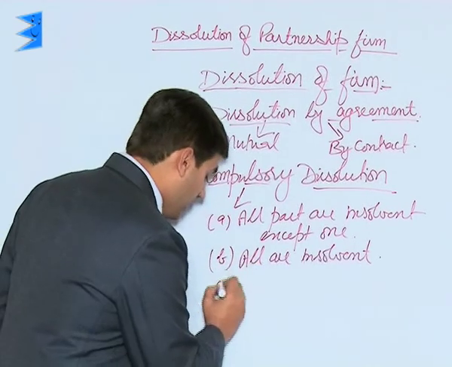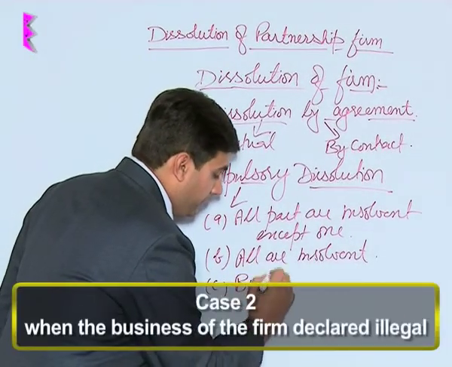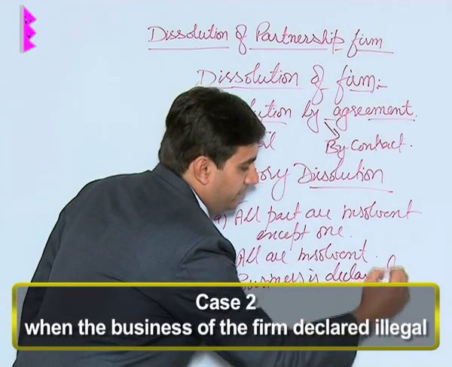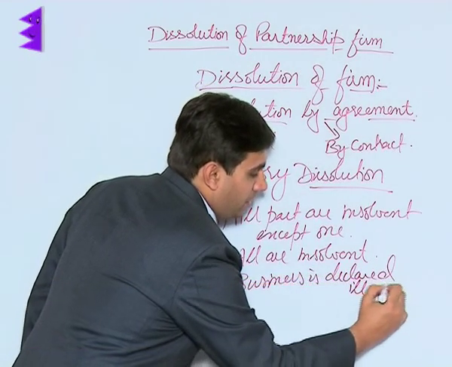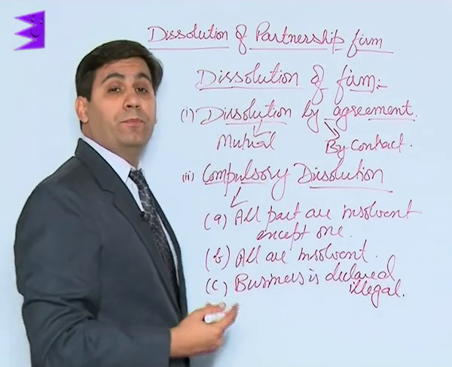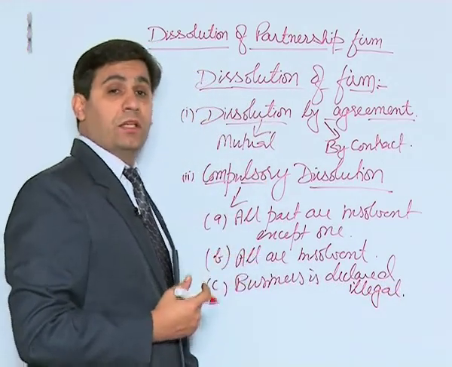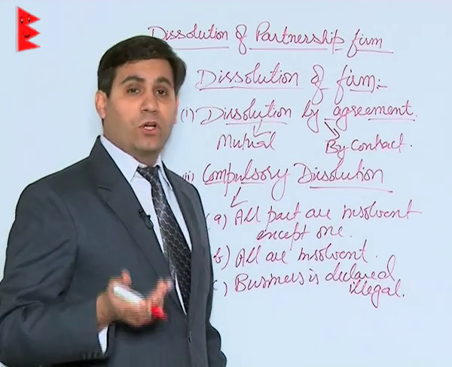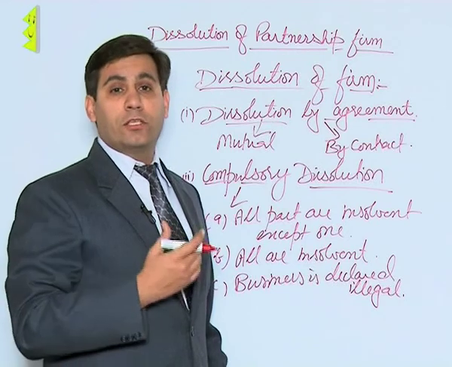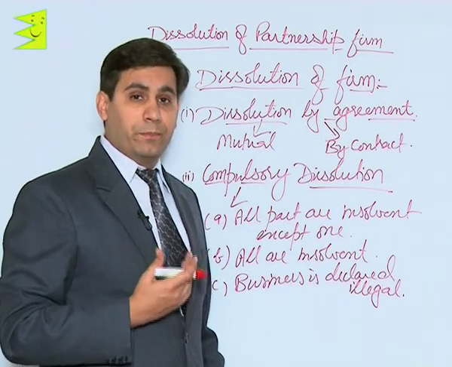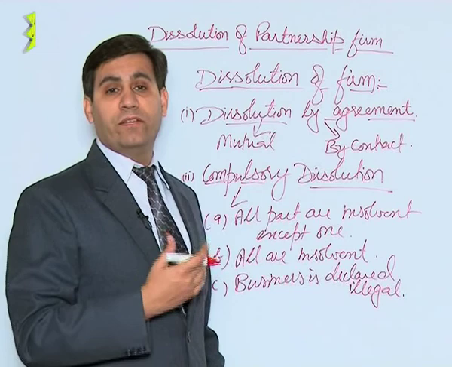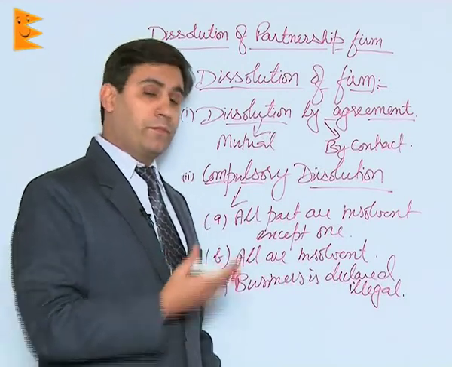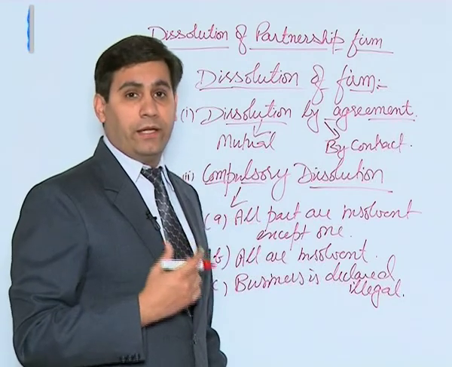Another situation is that the business is declared illegal. Or the government puts a ban on this class of business by individuals. Let's say you deal in grains. Because of certain factors, there is an acute shortage of grains and the prices are going up. So the government bans individual trading or trading by individual firms. So the business is declared illegal. It will automatically come to an end.